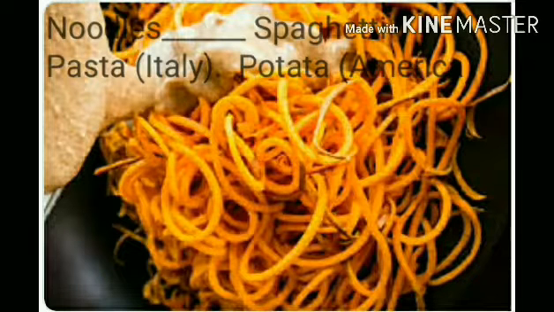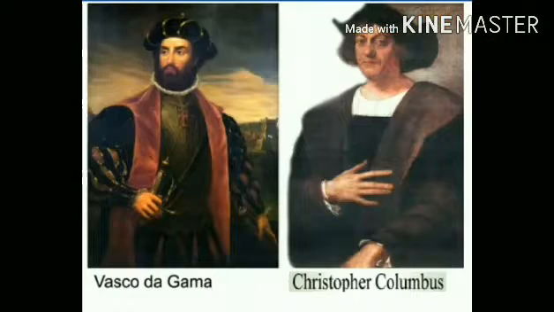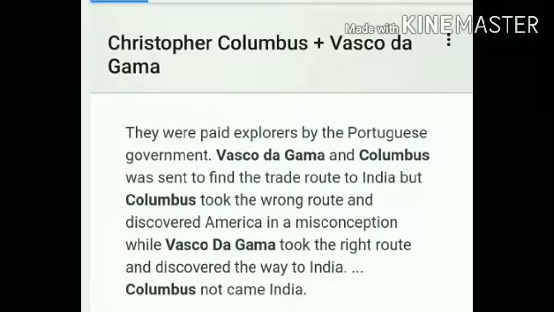Dear students, traders and travelers introduced new crops to the lands they traveled. It is believed that noodles traveled west from China to become spaghetti. Arab traders took pasta to Italy in the 15th century. Some more foods, like potato, were introduced in Europe and Asia after Christopher Columbus accidentally discovered America.